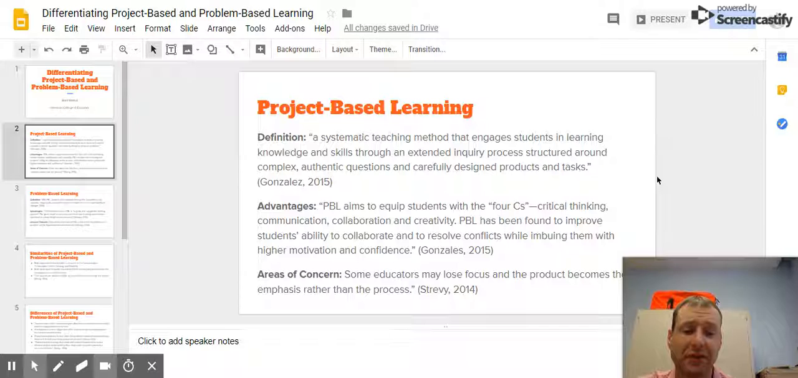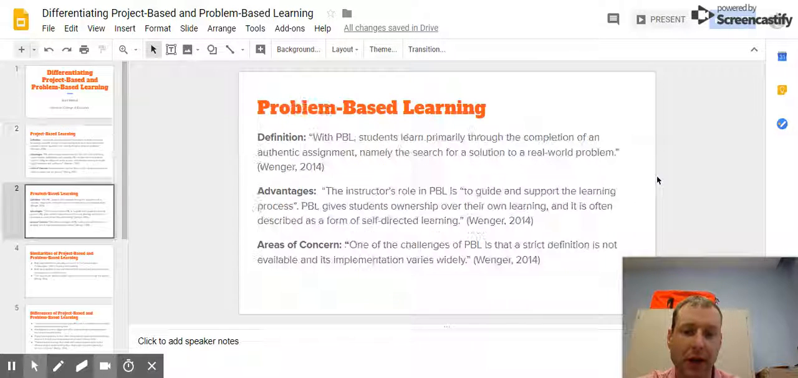That was a great quote that Strevey had. Sometimes the end product is the focus of some teachers, as far as just get this product in, turn it in, versus what's the process of inquiry and working on collaboration and creativity skills. And it's something that I, even as a coach, try to emphasize to my athletes too, to work on the process and not get too worried about the results sometimes.